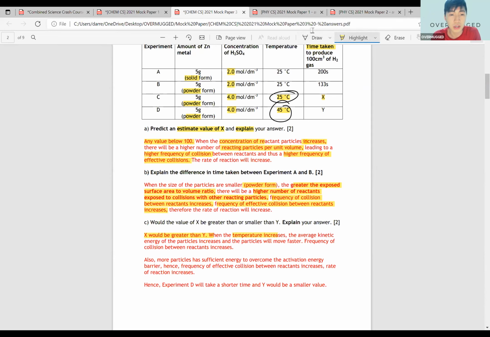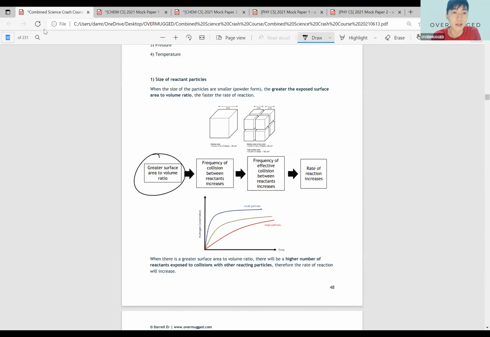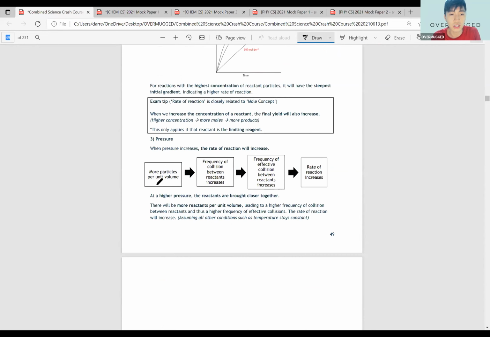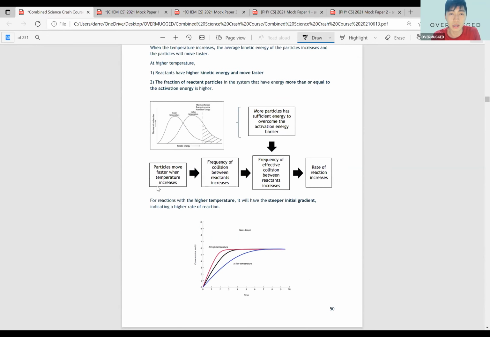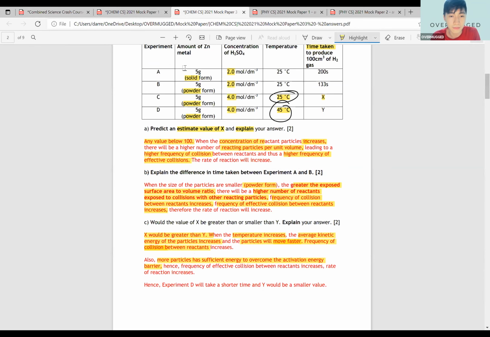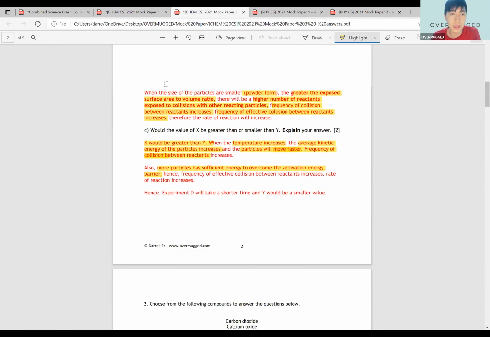Temperature increase, average kinetic energy increases, they move faster, collision increases, and more particles have sufficient energy to overcome the activation energy barrier. So you take a look here, the way it's being structured, you need to explain via both tracks, then how it leads to a higher rate of reaction. Okay, so that's for question one.